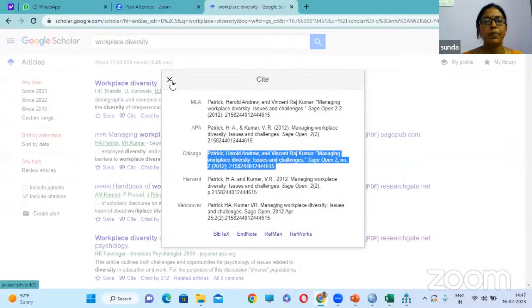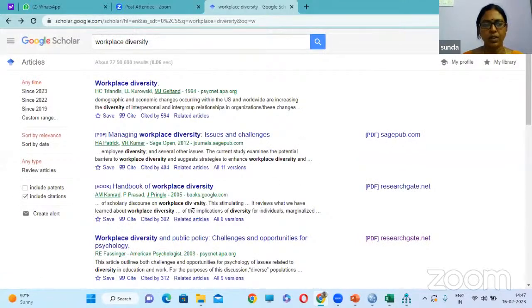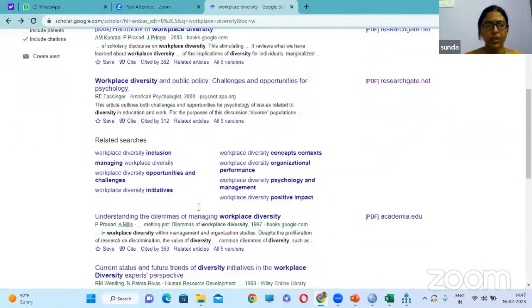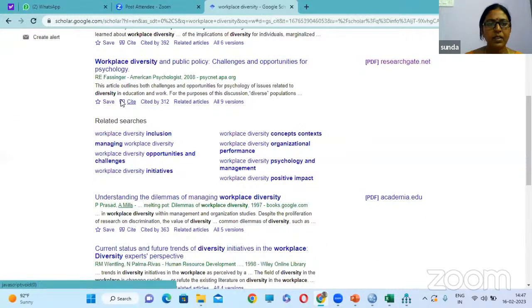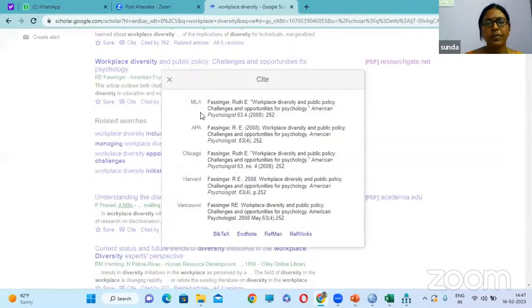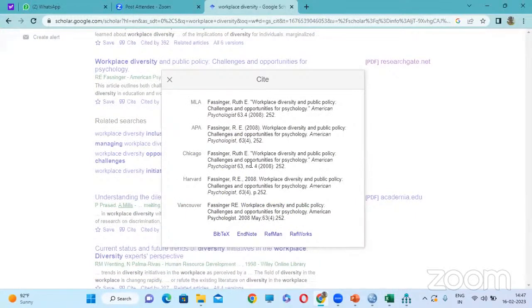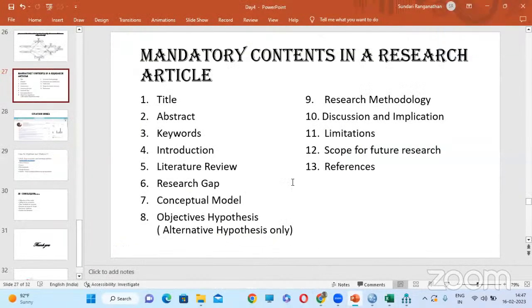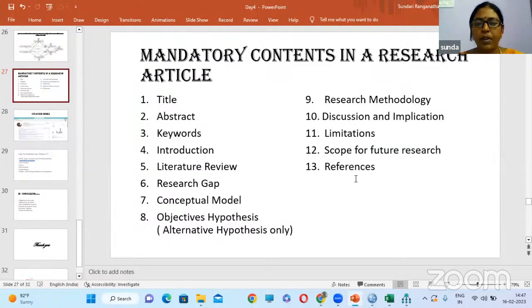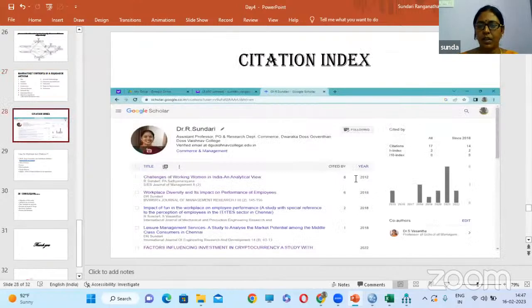So this is one simple way. In Google Scholar, if you are referring to any article, you will have a mark like this, which will give the format of your reference. You can copy and paste this. While giving your references, give them in the format required by the journal, whether APA, Chicago, MLA or whatever the format may be. These are all the mandatory things we have to consider.